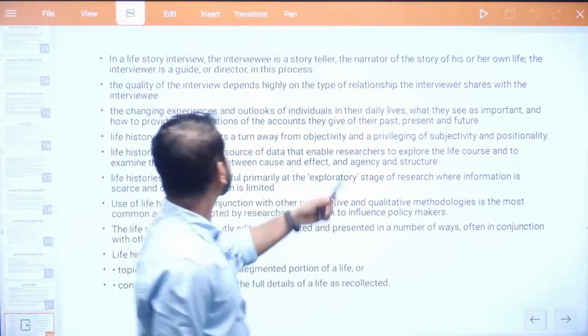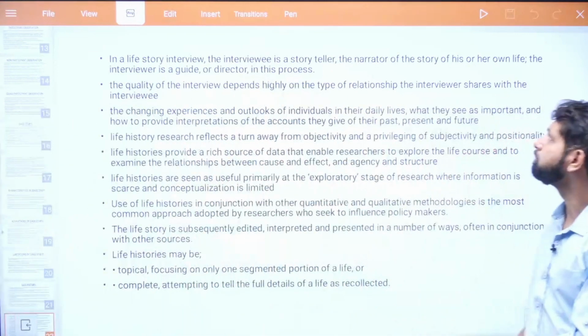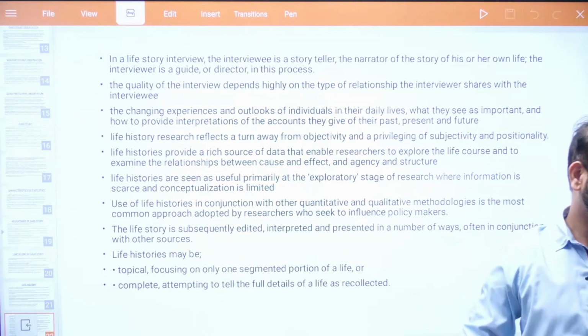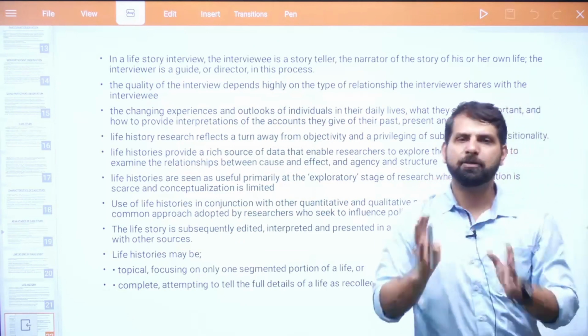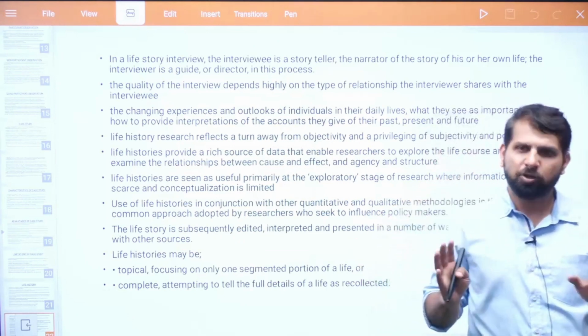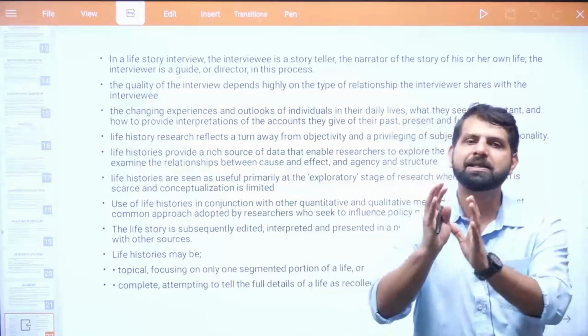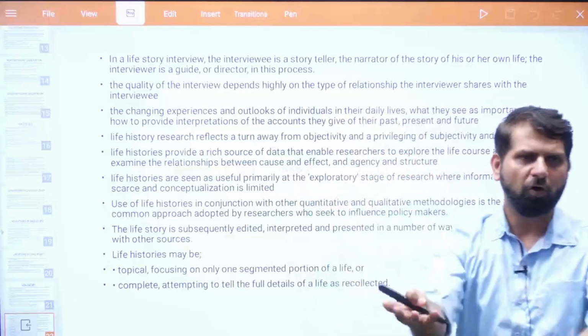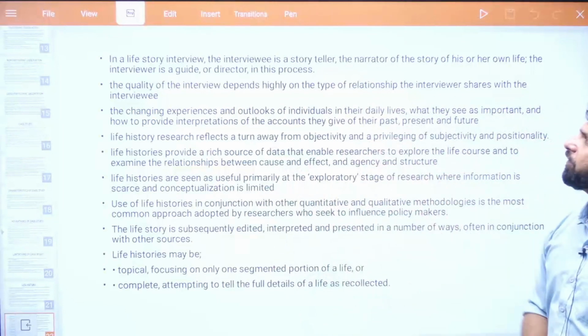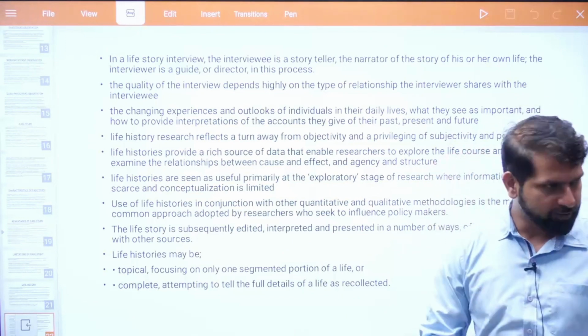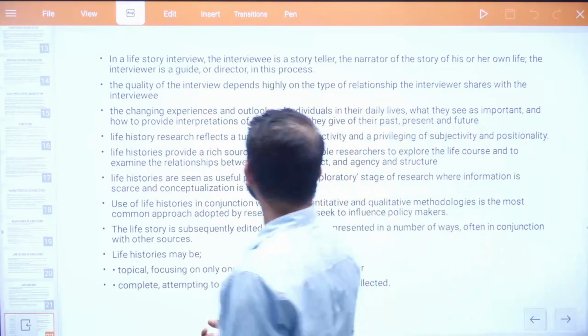In a life story interview, you have an interviewer as well as an interviewee. The interviewee is the narrator of his or her own story. The interviewer is the guide or the director. You are directing someone's life story, basically. Through this interview process, the narrative method, you are directing someone's life history on paper or on record. The quality of the interview depends on the type of relationship between the individuals. So rapport establishment is a prerequisite. If it is there, it is good.